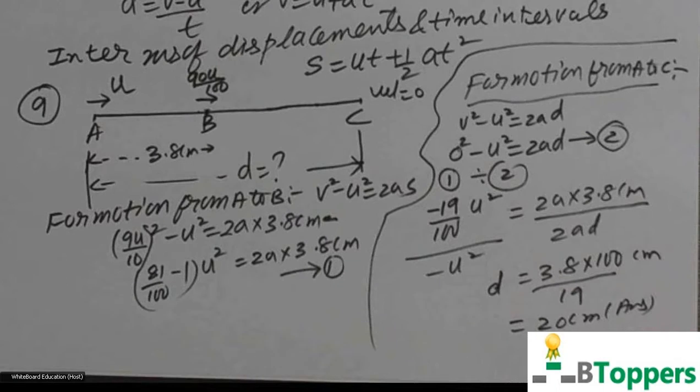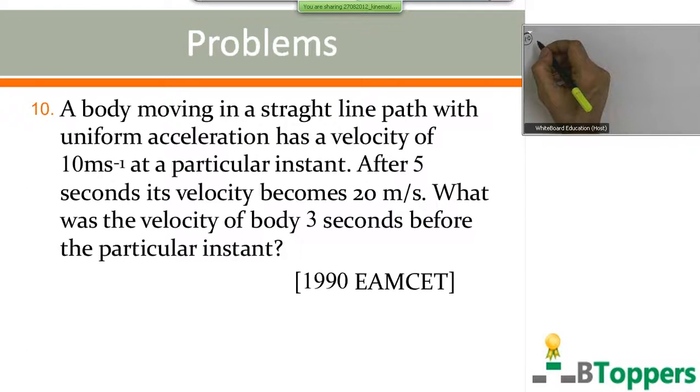Then I will show you the next problem, question number 10 on the screen. Look at the next question, question number 10. The body moving in a straight line path with uniform acceleration has a velocity of 10 meters per second at a particular instant. After 5 seconds, its velocity becomes 20 meters per second. What was the velocity of the body 3 seconds before the particular instant? This problem was given in one of the previous MHT CET examinations, 1990 MHT CET, common for both medical and engineering entrance.